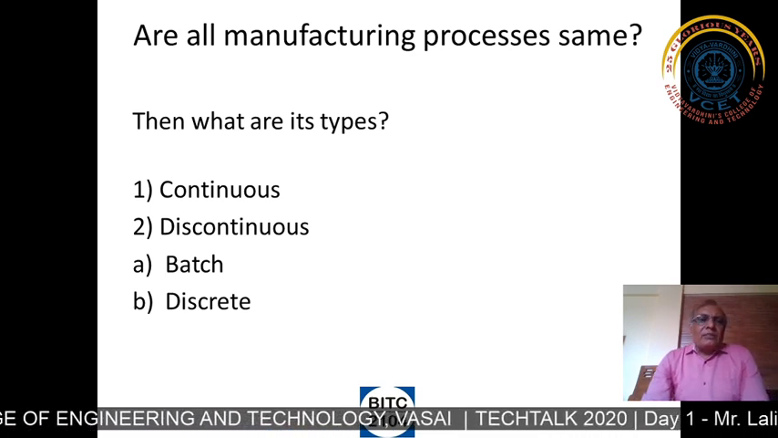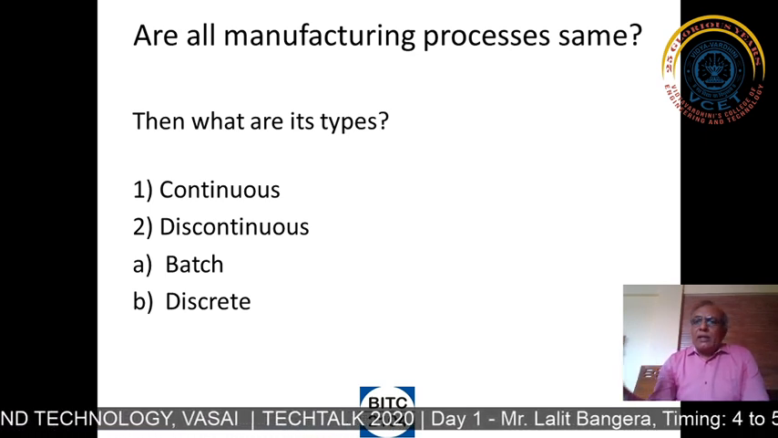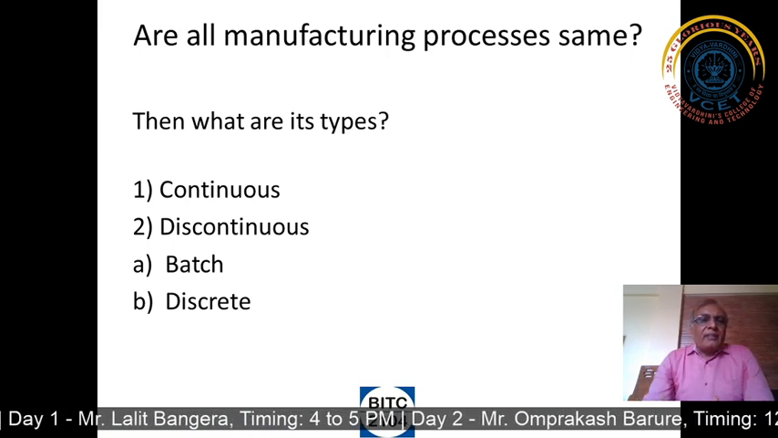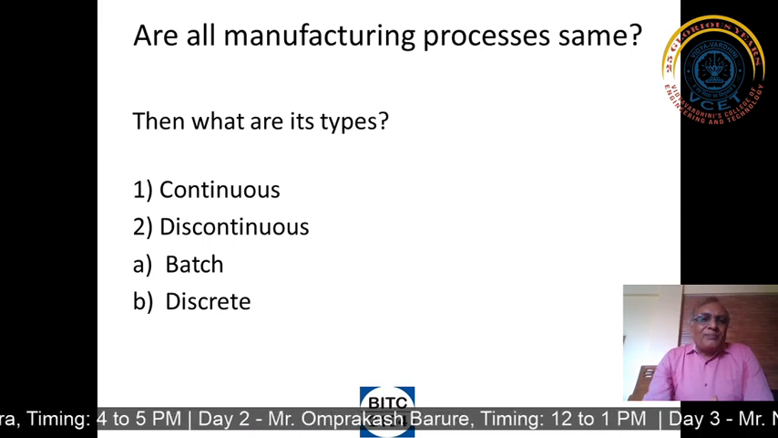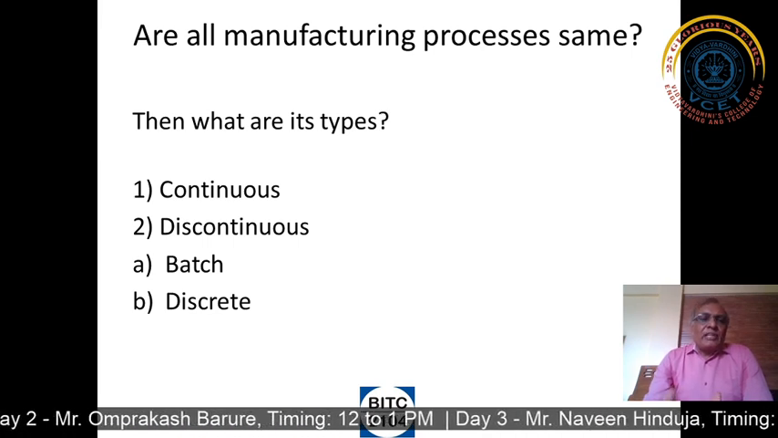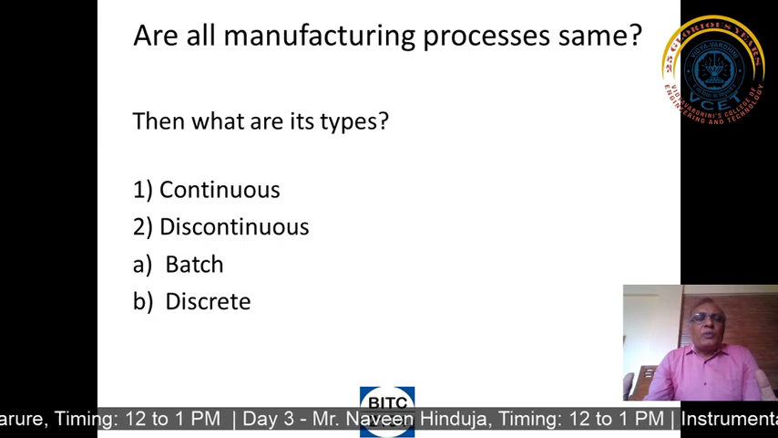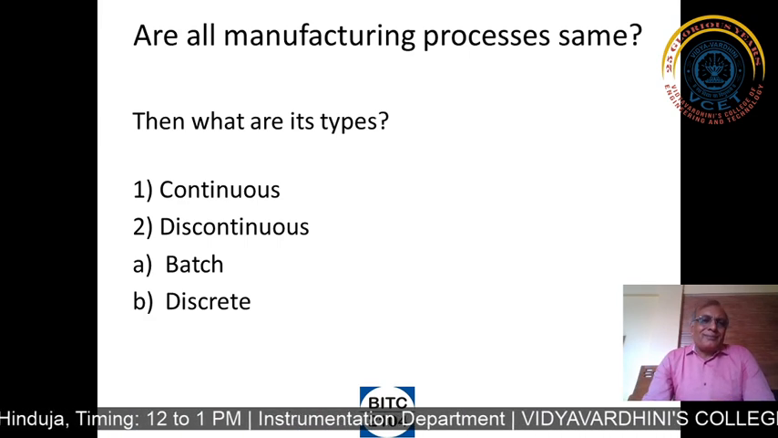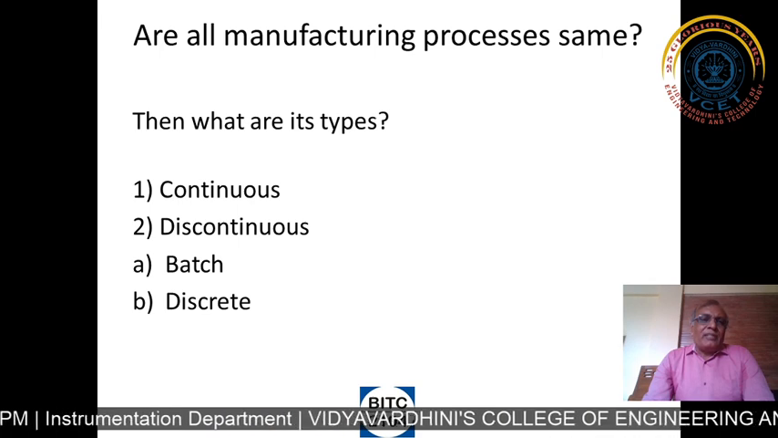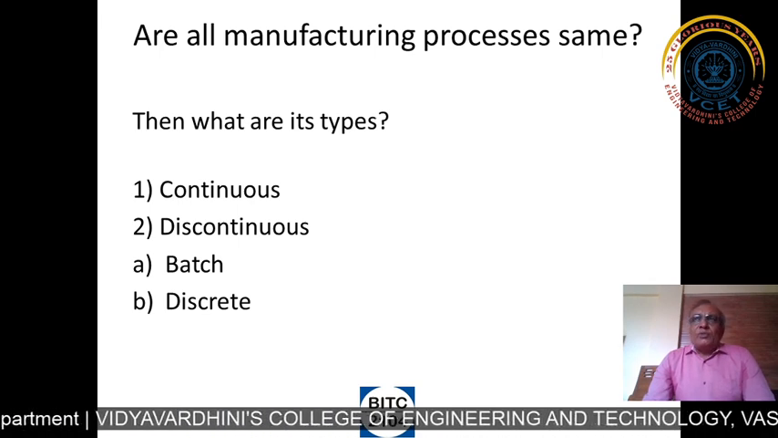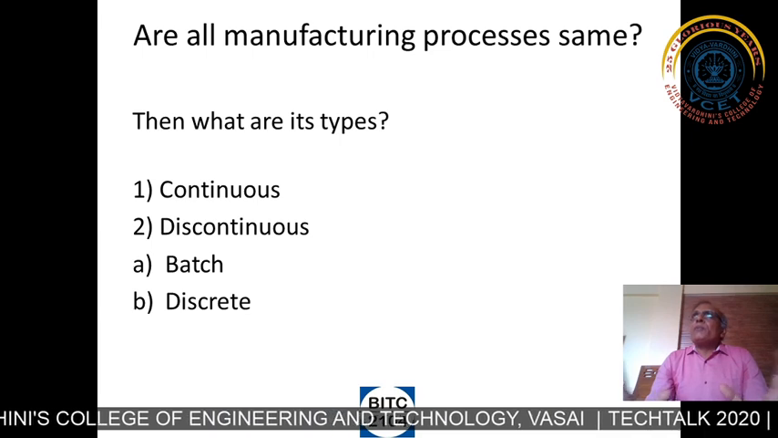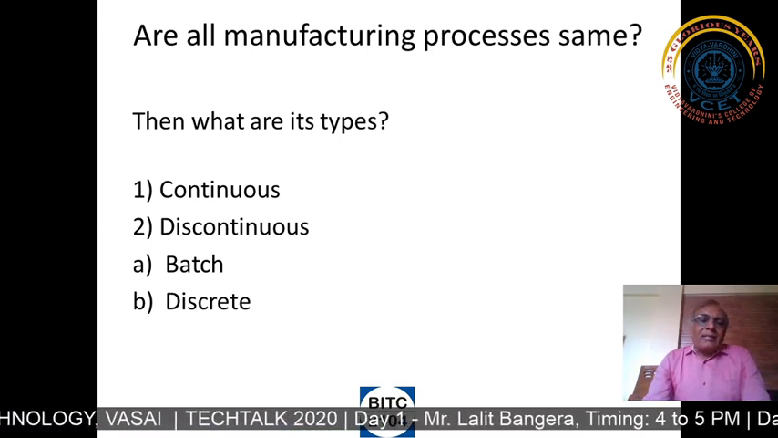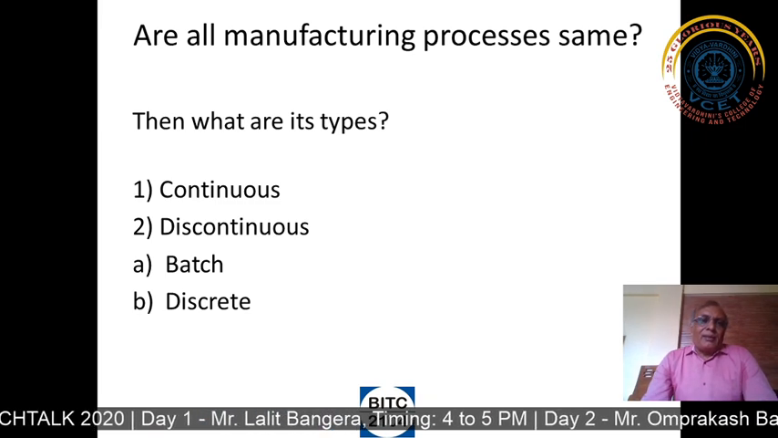When the raw material is finite, limited, and the finished product is also finite, and time is also finite, that could be batch. But the specialty of the batch is that the output, the final product, is a homogeneous mass. This is the distinction between discrete and batch. And when it comes to discrete, if the particular product has a specific geometry and if it is countable, then that comes in discrete.